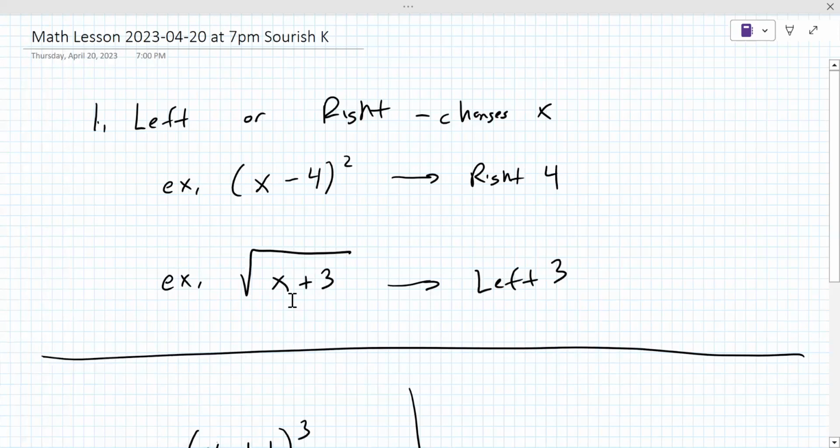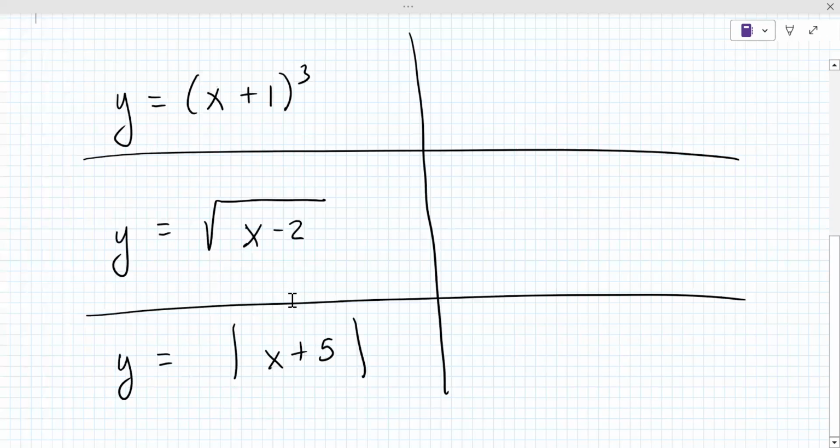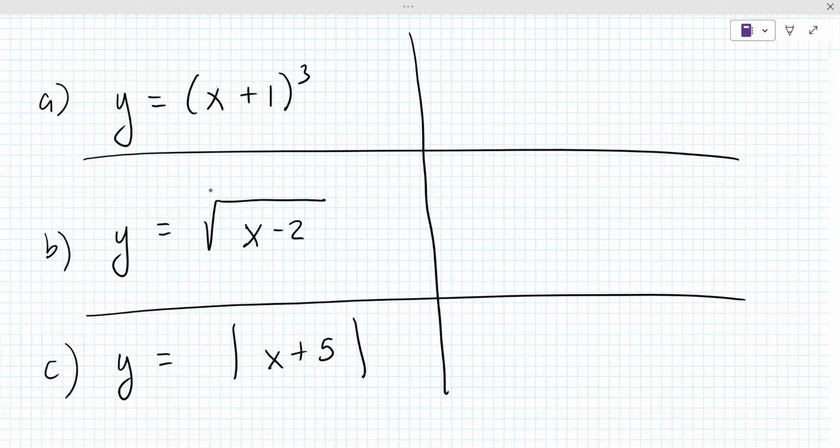I was just writing down the steps, for example, up or down changes Y, horizontal stretch changes X, vertical stretch. Yes, that's good, writing those down. So here's what I'm looking for in these three problems, A, B, and C. I'm looking for a left or right and how many.